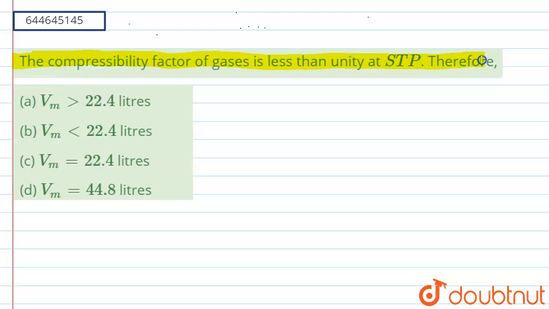Hello everyone, so in this question it is given that the compressibility factor of a gas is less than unity at standard temperature and pressure. Therefore, which of the following equations will be satisfied?